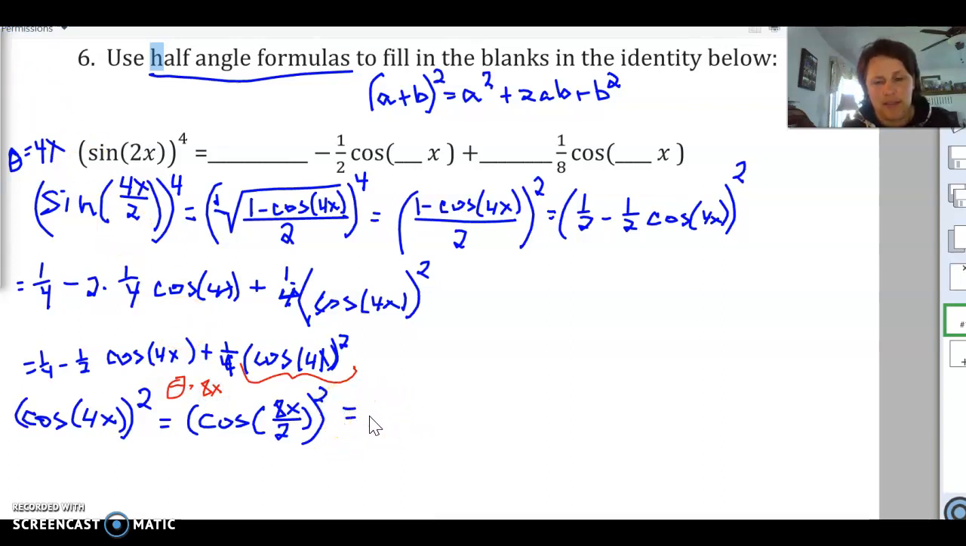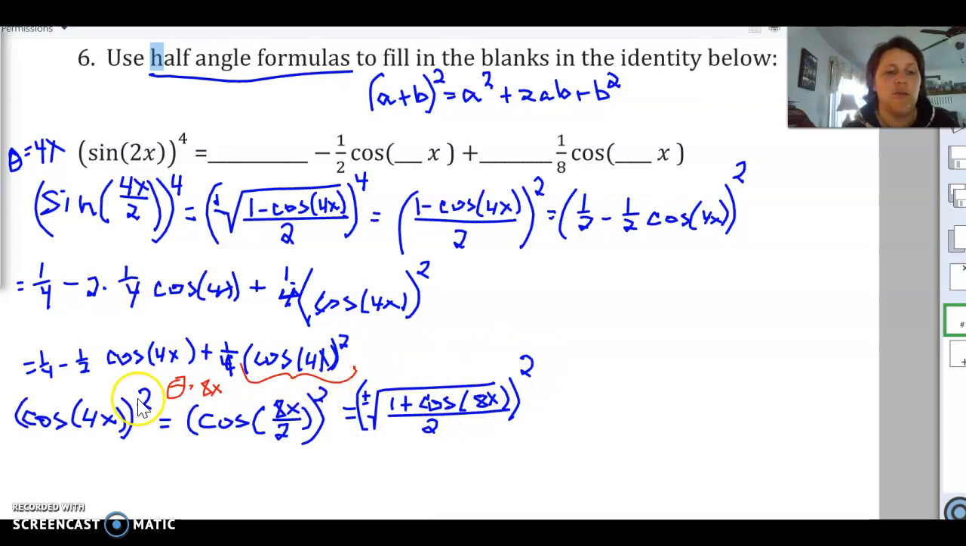And then on the right hand side, using your half angle formula, we are going to have the square root of, plus or minus, 1 plus cosine of 8x this time, all over 2, and then all of that squared. And remember, we're squaring it because this left-hand side was squared. Okay, and then that square gets rid of the square root.